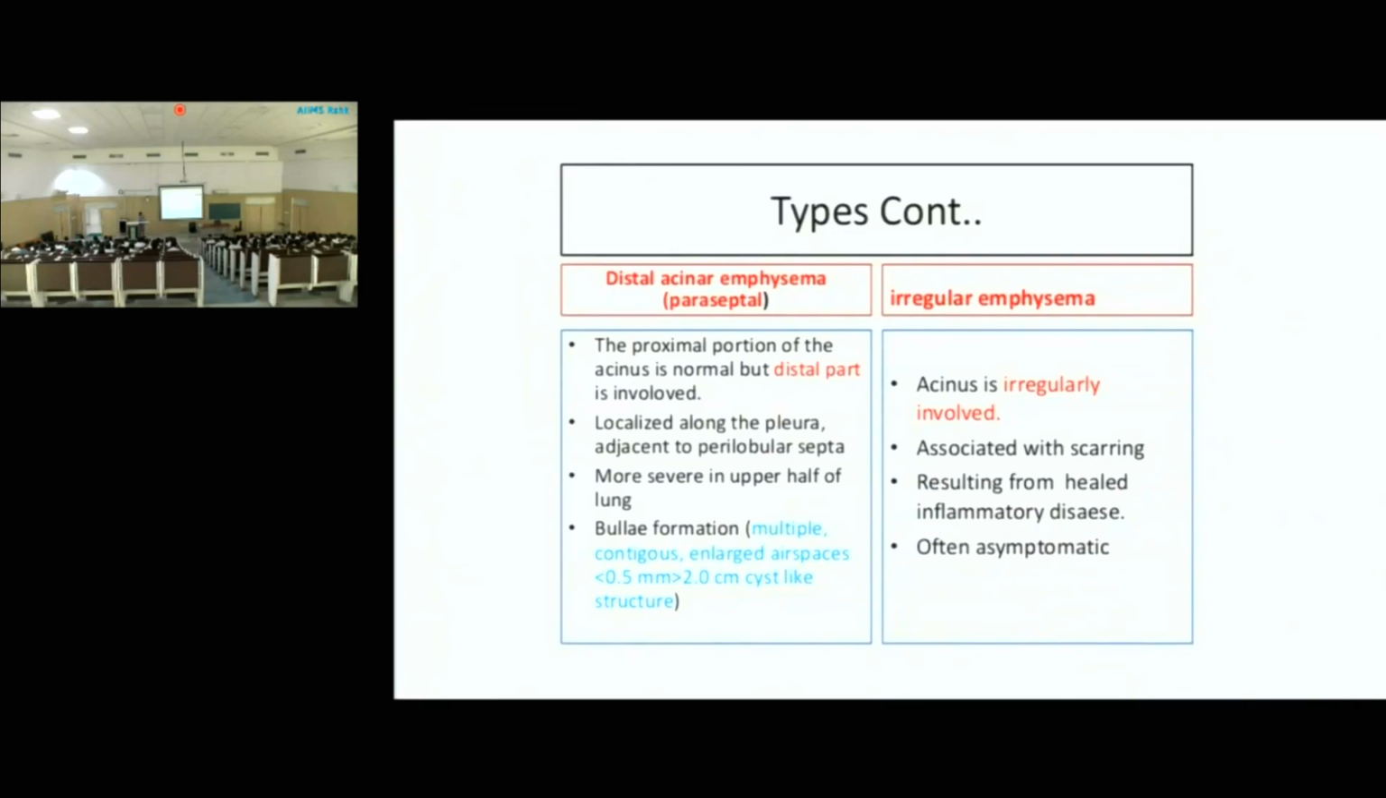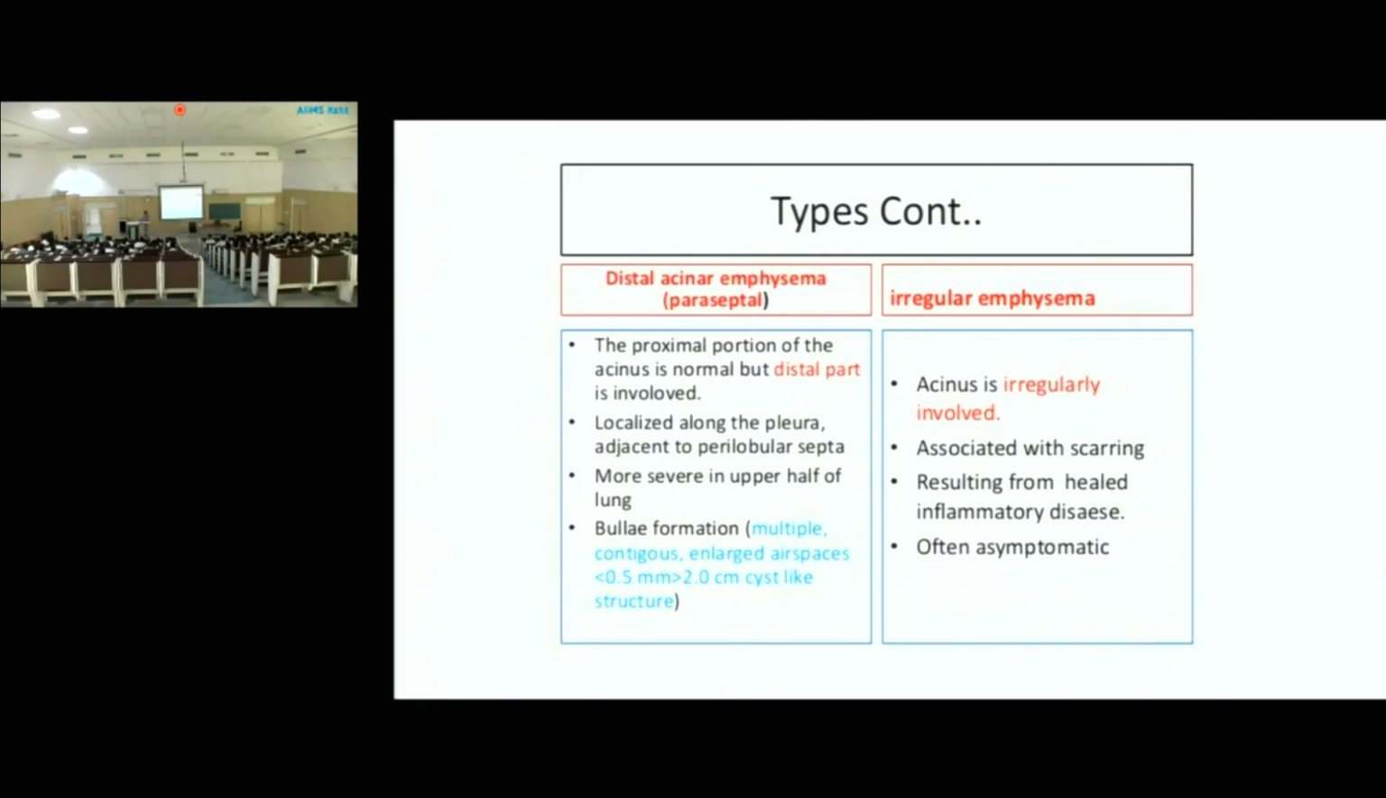Continuing, what is distal acinar, or paraseptal, and irregular emphysema? In the distal type, the proximal portion of the acinus is normal, but the distal part is involved, that is, the alveolar sacs. They are localized along the pleural surface adjacent to the perilobular septa, and they are more severe in the upper half of the lung. Again, remember, distal acinar or paraseptal and centriacinar are more common in the upper part of the lung, while panacinar is more common in the lower part of the lung.